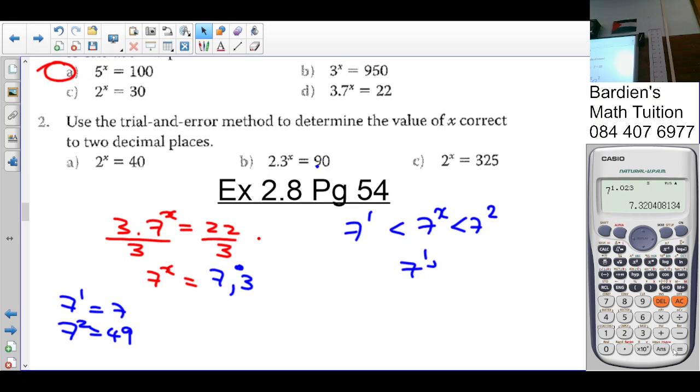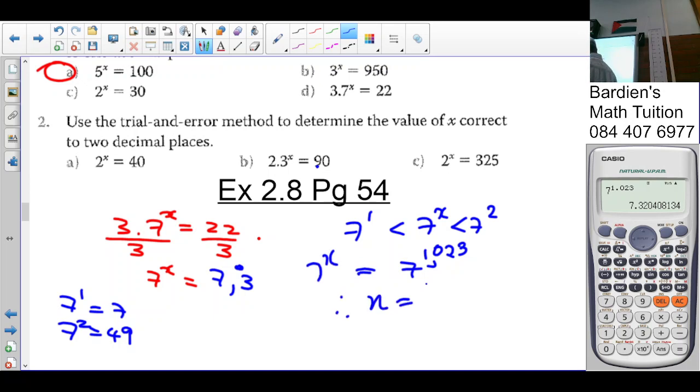You guys understand? So 7.3 recurring is 7.3333333. So that means to say that this is going to be 1.023. But if they wanted 1 decimal place, so therefore x is equal to approximately 1.0. You guys understand? So if it was 2 decimal places, it's 1.02. 3 decimal places, 1.023. Okay.